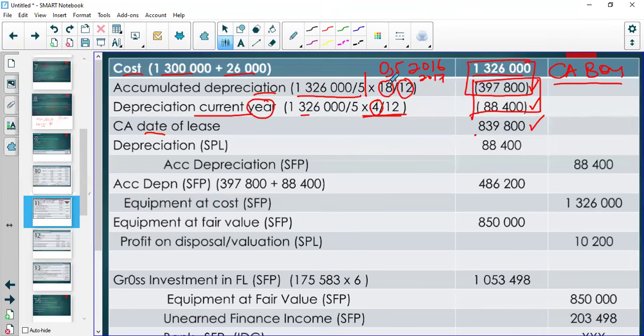By saying 1326 minus 397,800. So this is the cost, 1326, minus 397,800, minus 88,400. So we get this 839 as the carrying amount on the date of the lease.